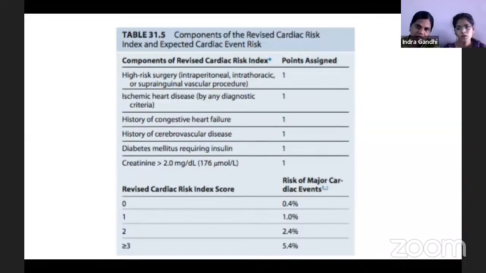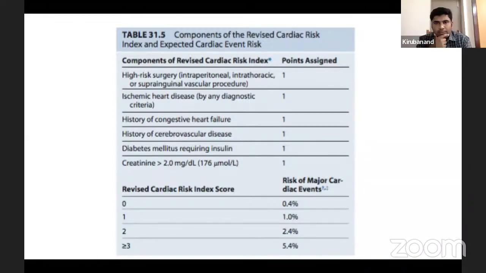All the criteria like the Goldman cardiac index got revised into Lee's cardiac index. Anything else? NSQIP, sir, National Surgical Quality Improvement Program risk calculator, and MICA, myocardial infarction and cardiac arrest surgical risk calculator, sir. Okay, these are online calculators.